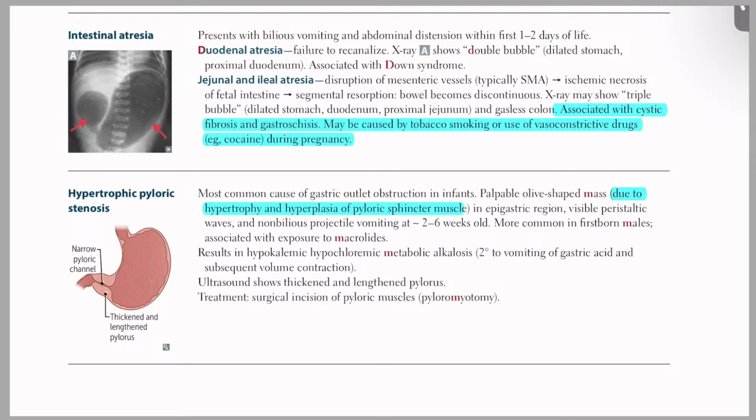Duodenal atresia, failure to recanalize. X-ray: double bubble, dilated stomach and proximal duodenum, associated with Down syndrome. Jejunal and ileal atresia, disruption of mesenteric vessels, typically superior mesenteric artery, ischemic necrosis of fetal intestine, segmental resorption, bowel becomes discontinuous. X-ray may show triple bubble.